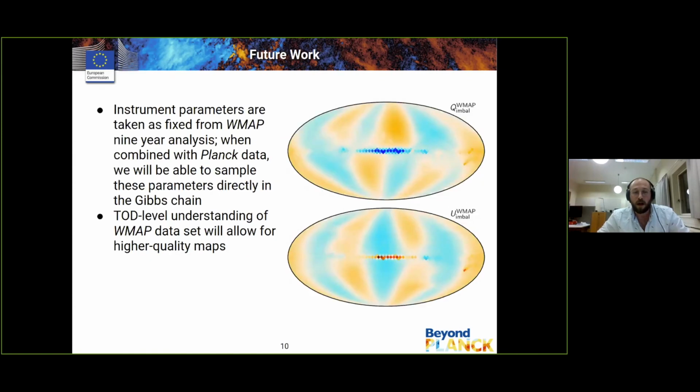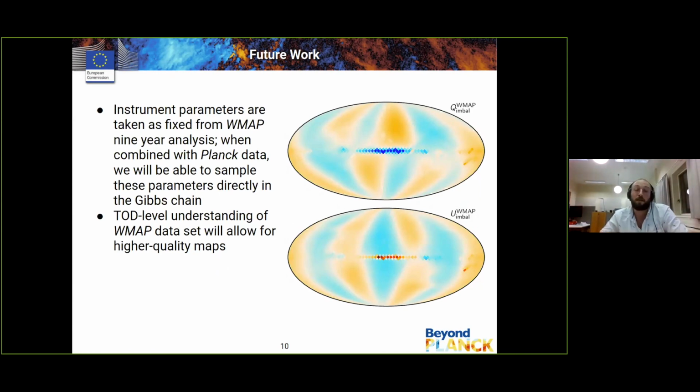And to close up, I'll just say that the current analysis took as fixed the WMAP instrument parameters, including the radiometer model and the horn imbalance parameters. And some of these can't be improved using just the WMAP data alone, basically due to the scan strategy. However, in combination with Planck, these degeneracies can be broken.